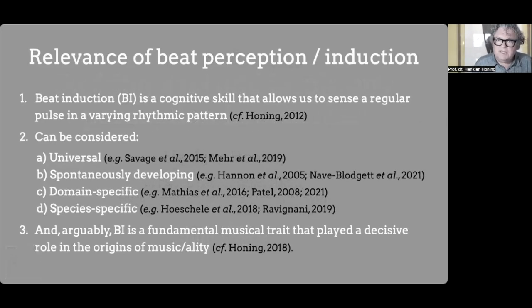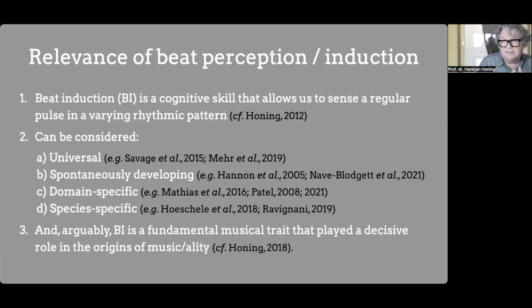This paper is about beat perception, isochrony perception, and statistical learning, trying to disentangle these three, with beat perception being defined as a cognitive skill that allows us to sense a regular pulse in a varying rhythmic pattern. It's interesting for multiple reasons.